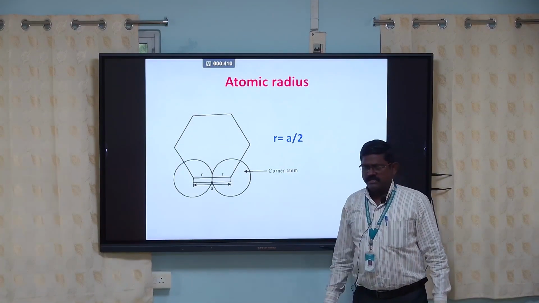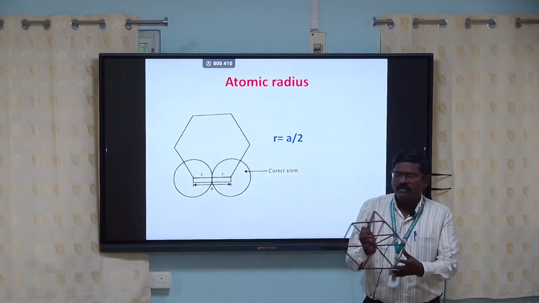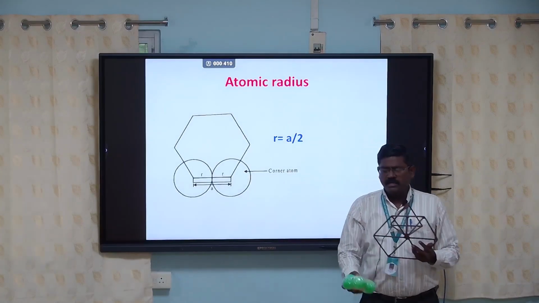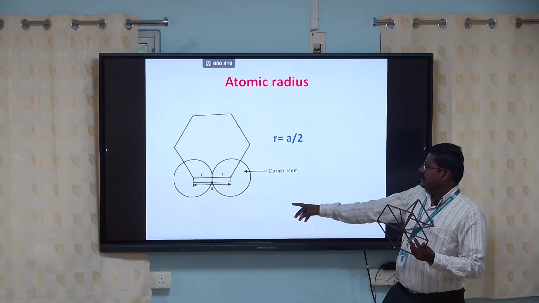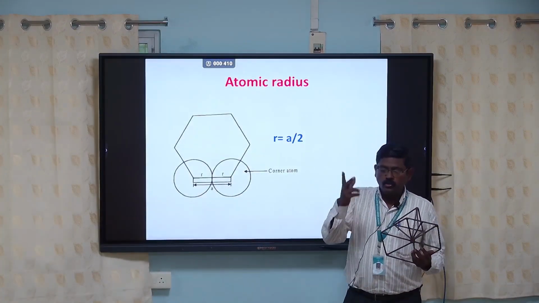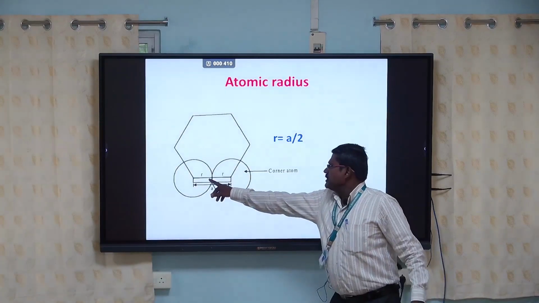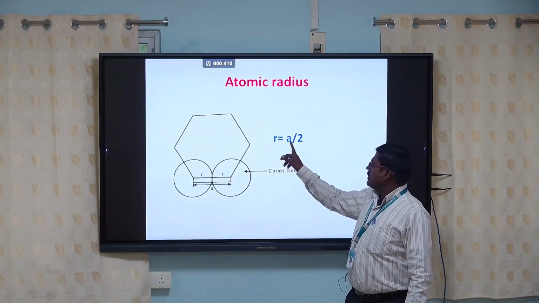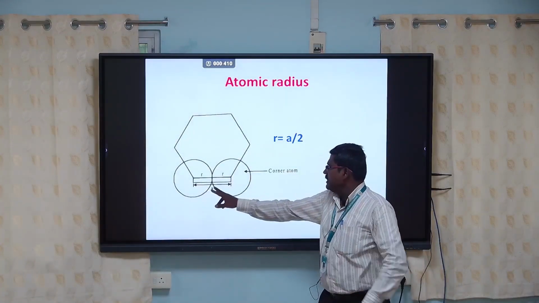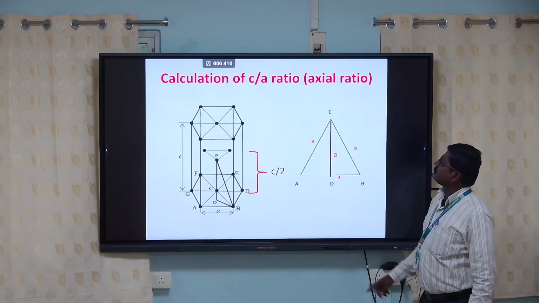And atomic radius. We have all the sides. If we keep the atoms here, we may see that each side is formed by 2 of the atoms. So r plus r, we have 2r. One side a equal to 2r. So r equal to a by 2.